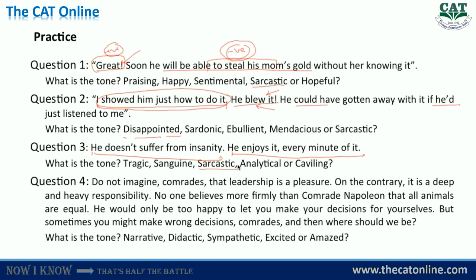Let's take another example. It's a little big question. You may pause the video and then try and interpret the tone of the passage. Now, if I look at the style of writing, it says, "Do not imagine, comrades." It's like addressing someone. "On the contrary, no one believes..." It's addressing someone, and he's taking examples of Napoleon Bonaparte and other people. It's giving someone a bit of a lecture. Since it's a lecture and it's related to life, it becomes a didactic tone, where you're giving moral lectures.